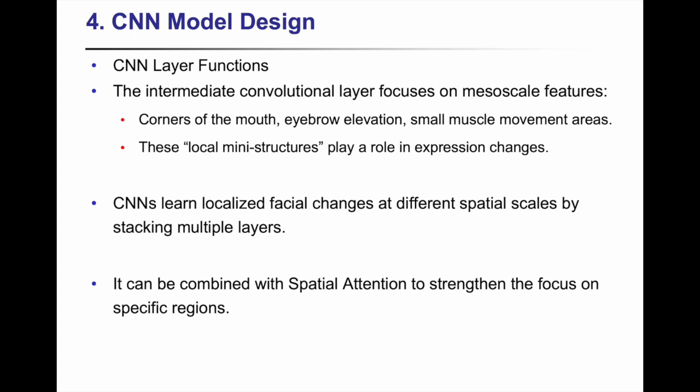The intermediate convolutional layers focus on mesoscale features. They can extract symmetry information from regions such as the eyes, mouth, nose, and eyebrows. Symmetry modeling is particularly important, and the ability to perceive symmetrical regions of the face can be enhanced in CNNs through dual-channel feature map comparison, parallel convolutional structures with shared weights, or the introduction of dilated convolution. It can also be combined with spatial attention to strengthen the focus on specific regions.